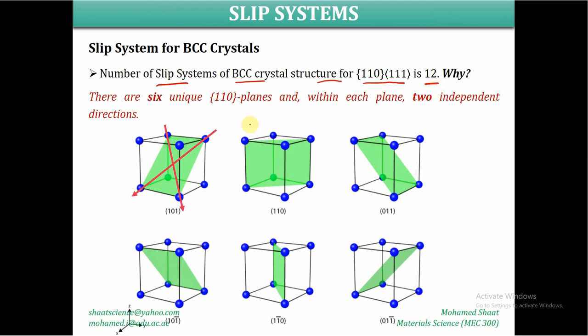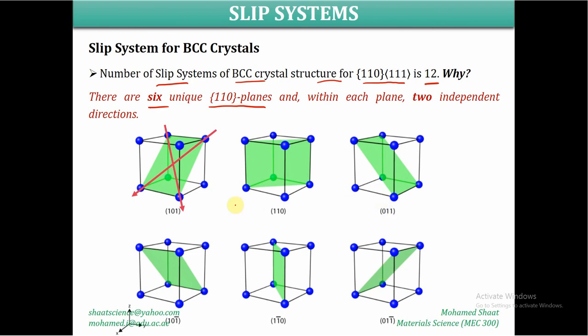Why is it 12? Because we have 6 unique crystallographic planes that belong to this family. These crystallographic planes are represented as shown here. We have this plane that is directed in this direction, and this is the opposite direction to it. And we have this plane that goes over the diagonal in the middle, and this is the opposite direction to it. And we have another plane, and this is its opposite direction.